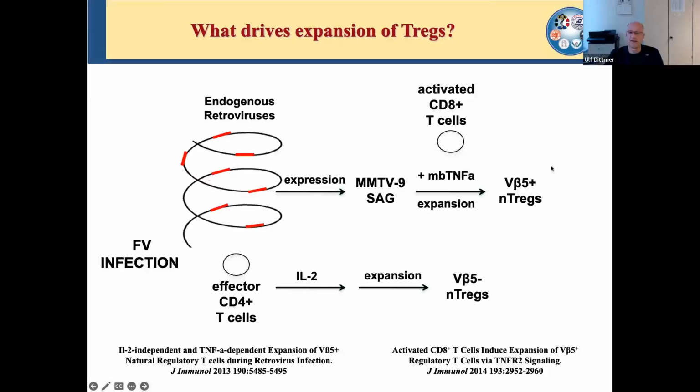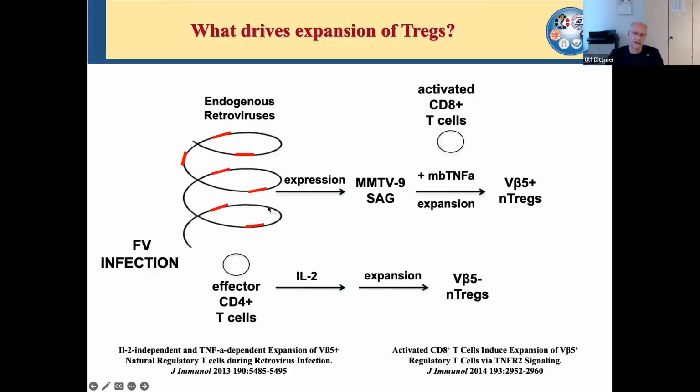But then we realized there's a special population of Tregs, at least in mice, and they all have the same beta chain of the T cell receptor, the beta chain 5. And they are a large population of expanding Tregs after a virus infection. And we didn't know what was going on, but we found out they were not dependent on IL-2. They did not respond to IL-2, interestingly. And then after a long work, we found out how they are expanding.